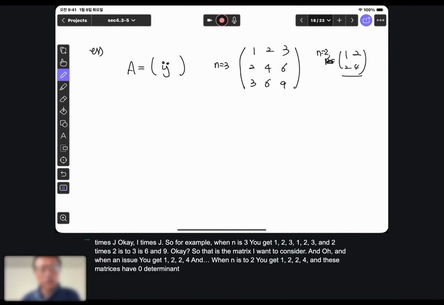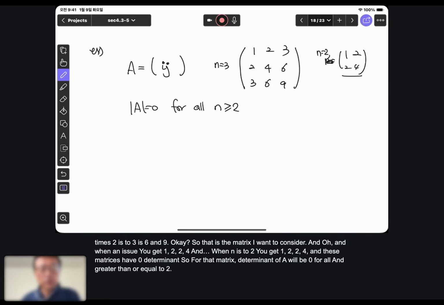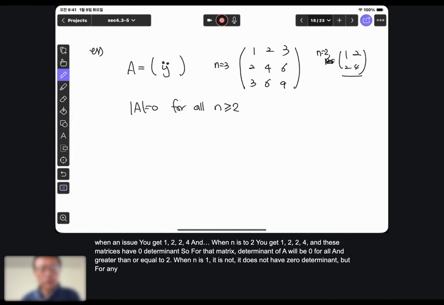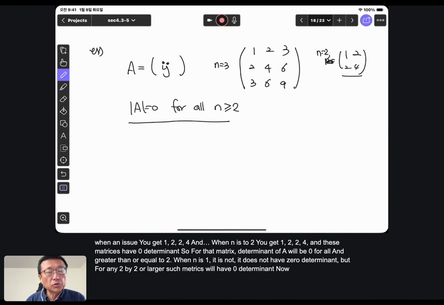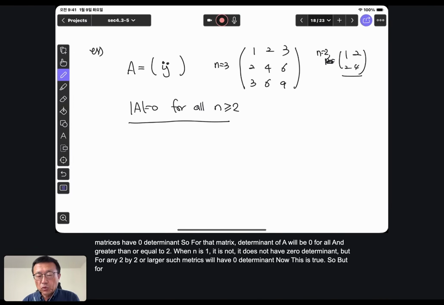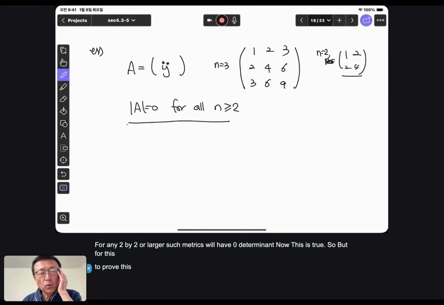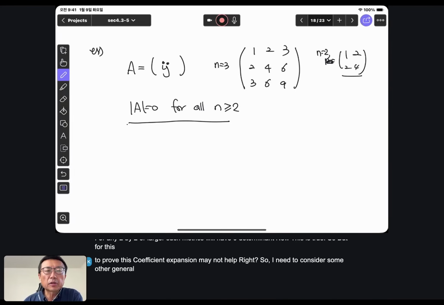So for that matrix, determinant of A will be 0 for all n greater than or equal to 2. When n is 1, it does not have 0 determinant, but for any 2 by 2 or larger, such matrix will have zero determinant. Now, this is true. But to prove this, cofactor expansion may not help, right? So I need to consider some other general properties of the determinant.